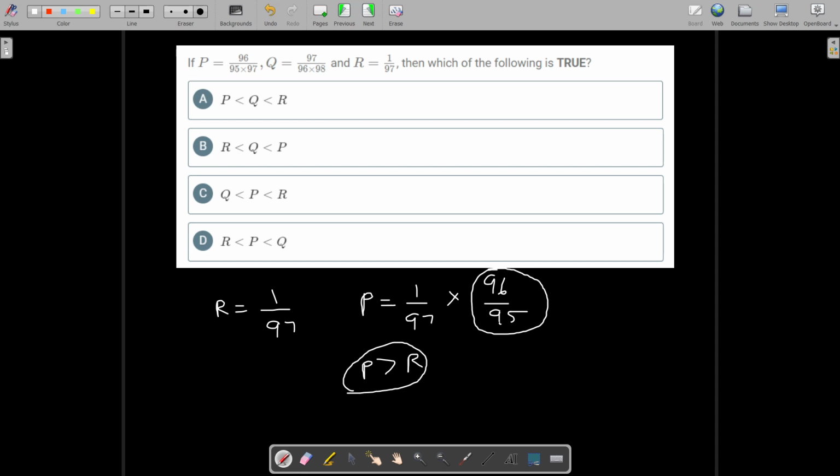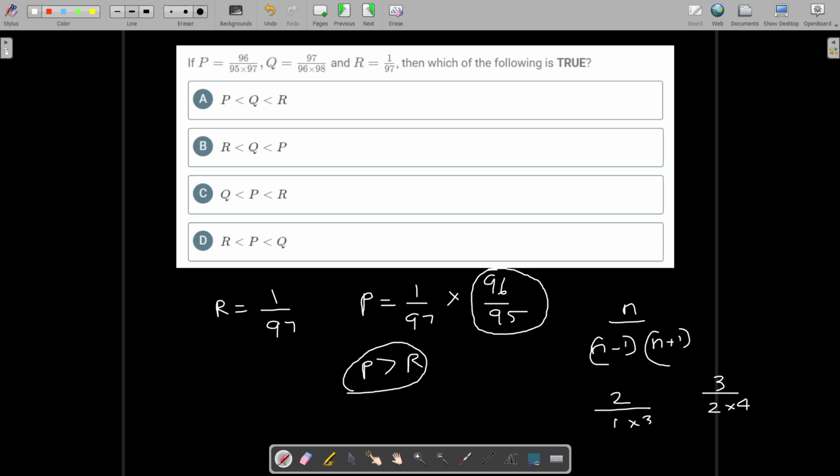Now you have to find a relation between P and Q. P is 96 divided by 95 into 97. Q is 97 divided by 96 into 98. The pattern here is n by n minus 1 into n plus 1. A small example is 2 by 1 into 3. Another one is 3 by 2 into 4. Don't take n as 1 because the denominator becomes 0. You don't want to get a denominator of 0.